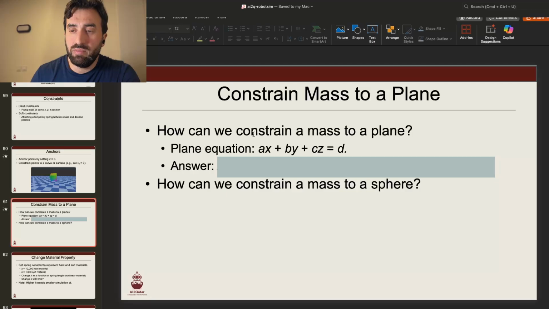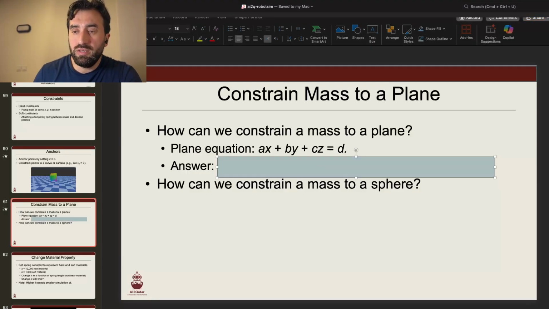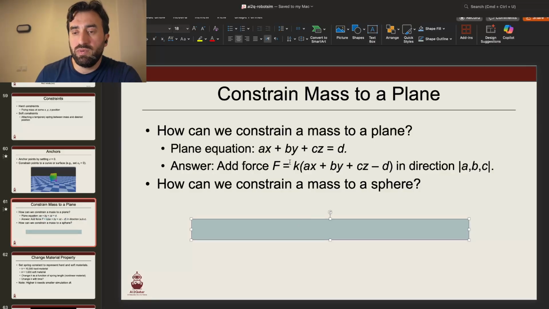How can we constrain a mass to a plane? If you have a plane equation given by ax plus by plus cz equals d, then I can constrain a mass to a plane by this equation. So we set the force equal to k times the equation of the plane in the direction of a, b, c.